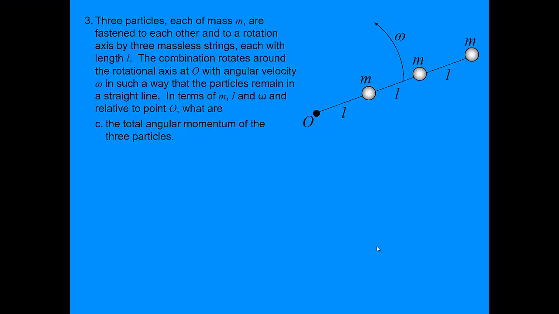Okay. Part C, what's the total angular momentum of the three particles? Again, not really that hard with what we've already found. If it's a rigid object rotating about a fixed axis, its total angular momentum is just its total rotational inertia times omega. And we already found the total rotational inertia. It was 14mL squared times omega.